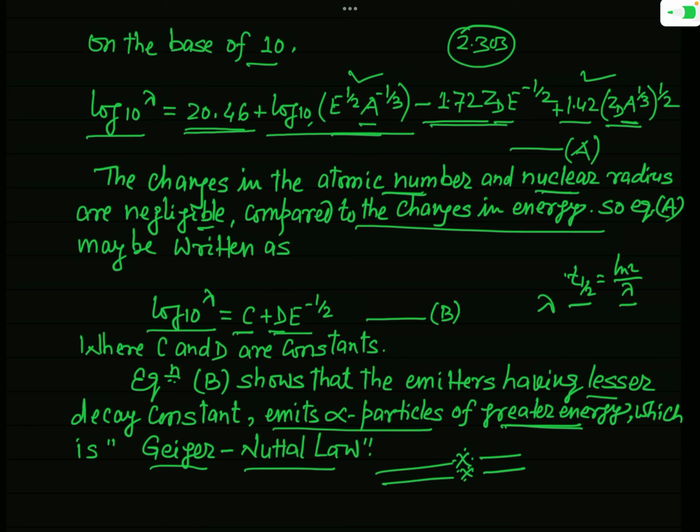So now in the forthcoming lecture, we will see the other decay processes, which are beta decay and gamma decay.